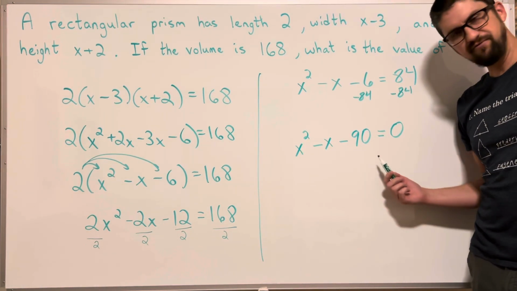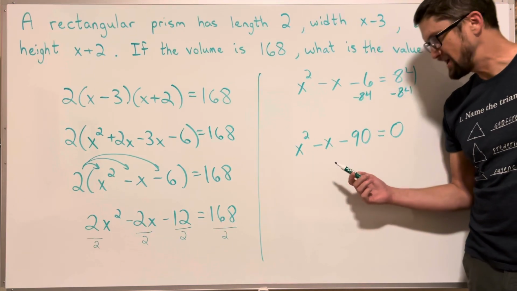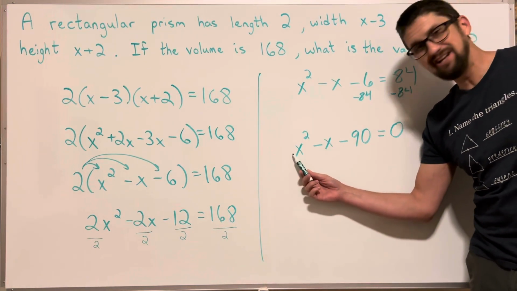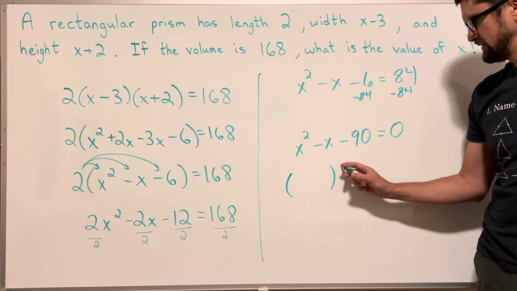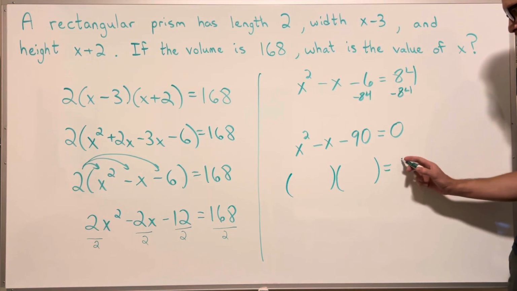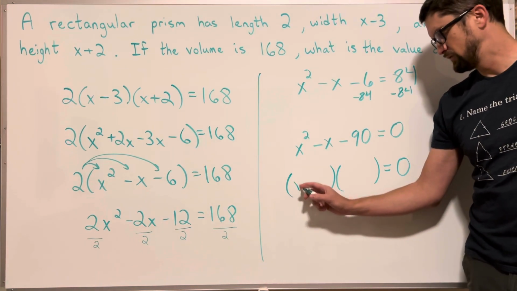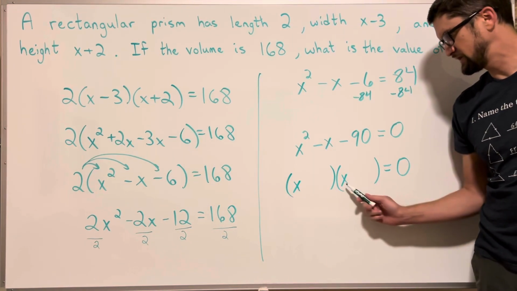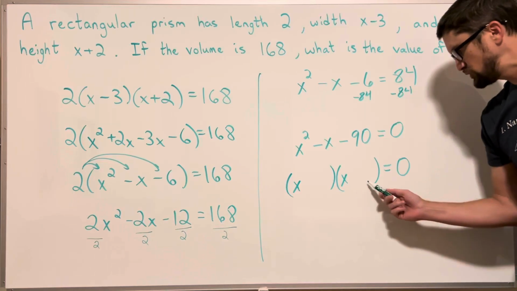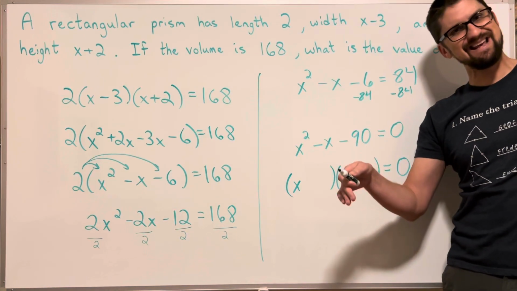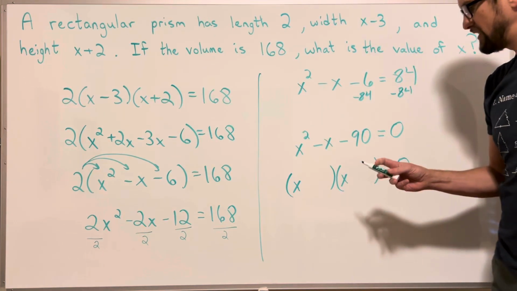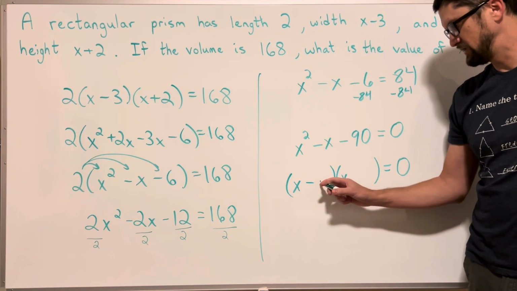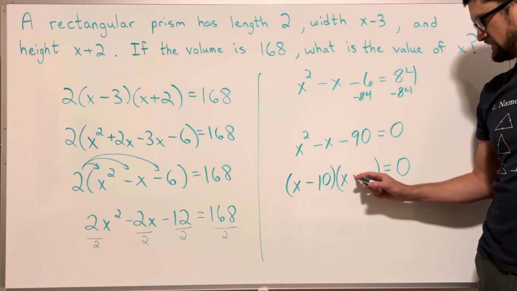Now I'm going to solve this by factoring the trinomial. The leading coefficient is 1, so this is going to factor into two binomials. We're going to have x's right here. X times x is x squared. Then I need two numbers that multiply to negative 90, but add to negative 1. That's going to be minus 10 plus 9.